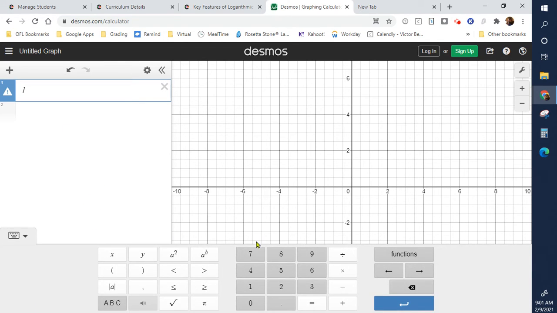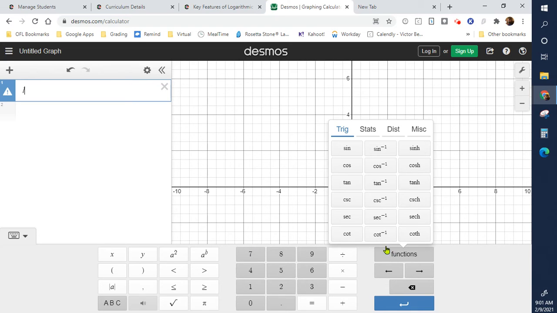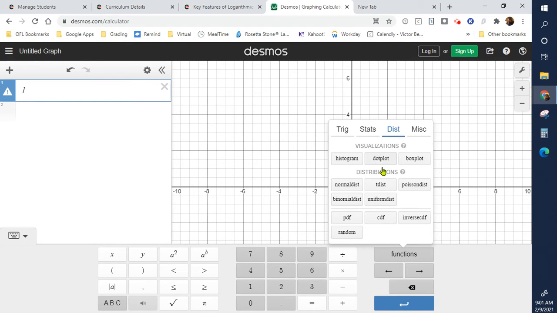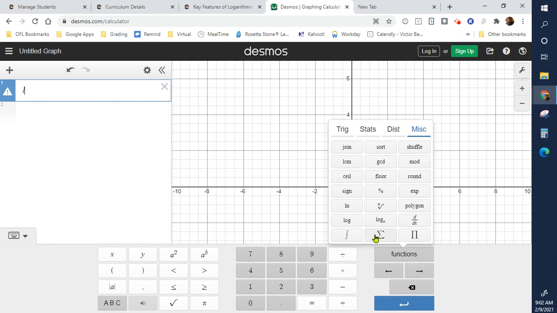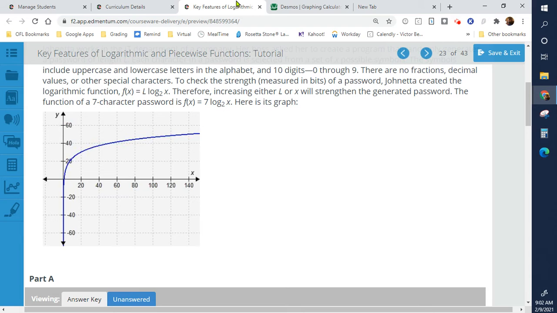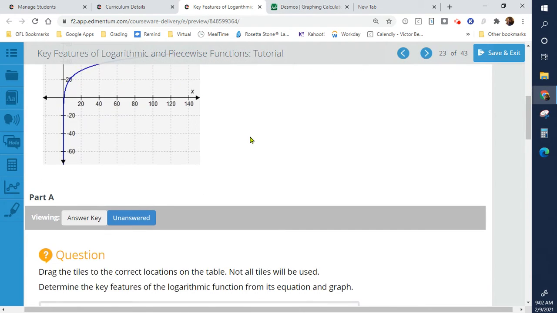So you want to go into here, go into functions, miscellaneous, I believe is where all the logs are. I don't think it's trig. Statistics, no. Histogram, no, that's distribution. There it is. It's in miscellaneous, log. We're going to do base 2. I was debating on doing the log base 10 of whatever we're talking about over log base 10 of 2, but I think this works.